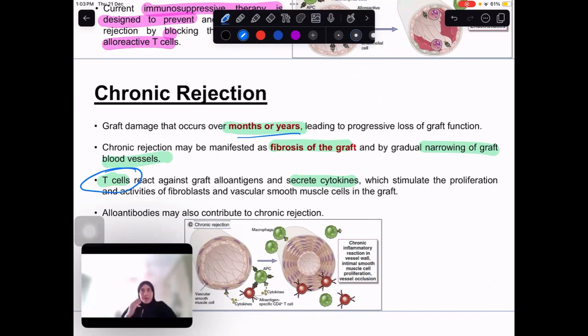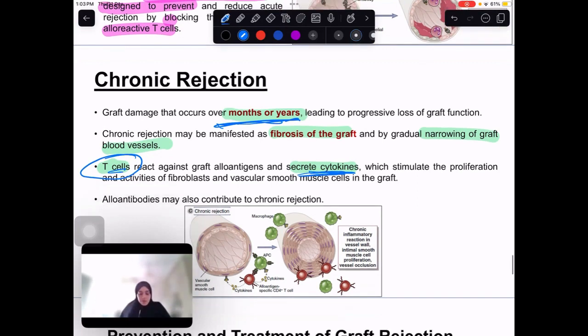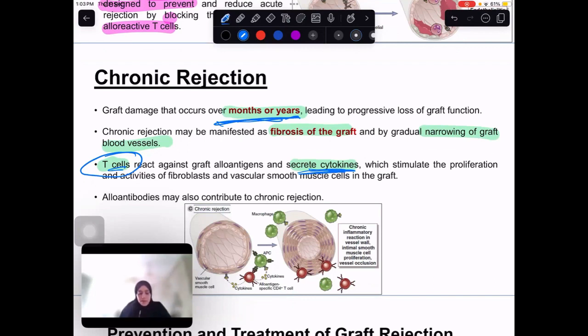And we can see that the time is correlated with the type of immune response. Here, we can say that the chronic rejection is T cells only. That's why it takes a lot of time. In this case, we're mainly talking about the T cells secreting cytokines, because if it was CD8, mostly it would be destroying it right away, so it might take less time. But here we're talking mainly about the secretion of cytokines. So we're using CD4 here, secretion of the cytokines, and then this will stimulate the proliferation and all of these things.